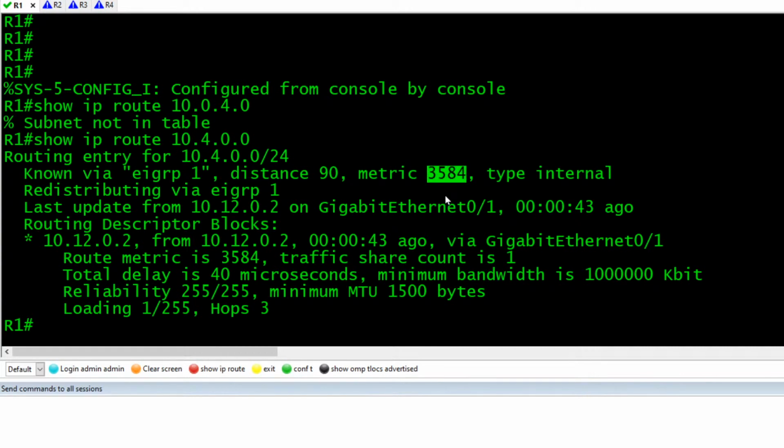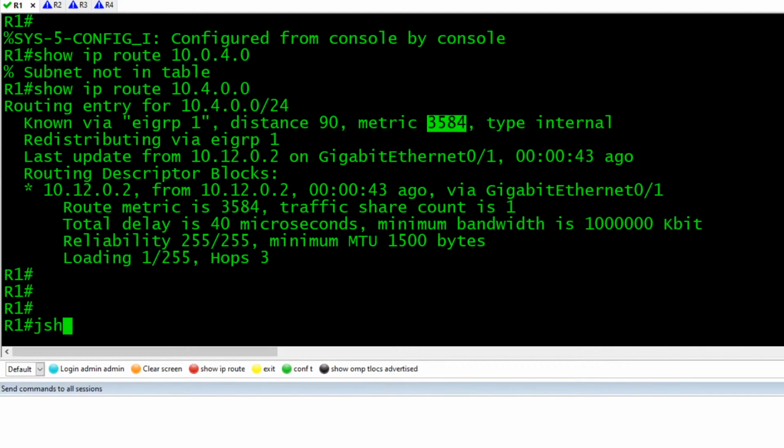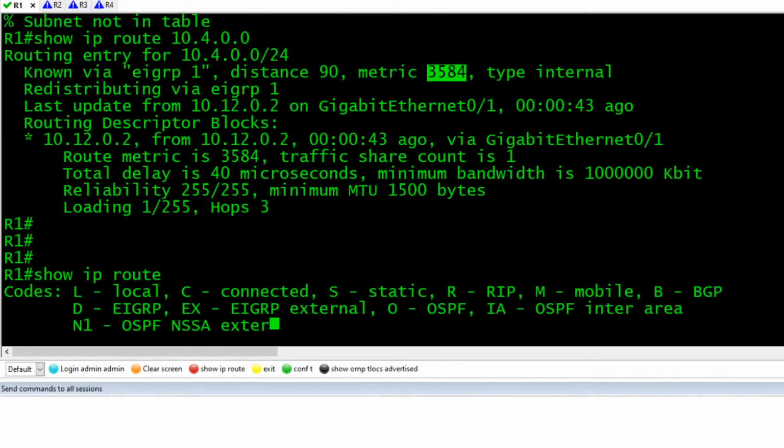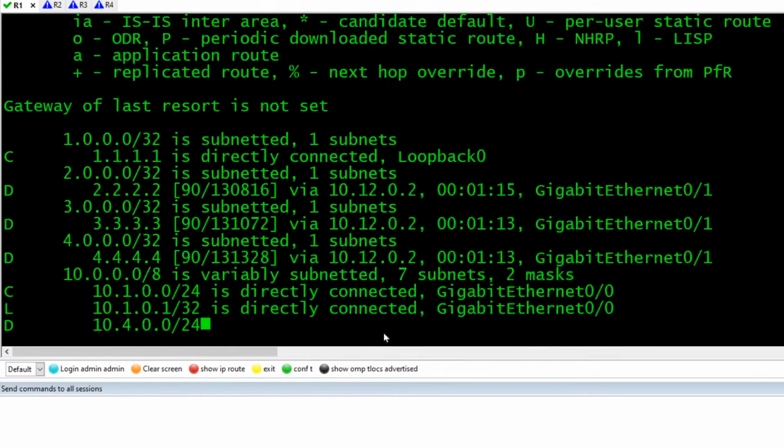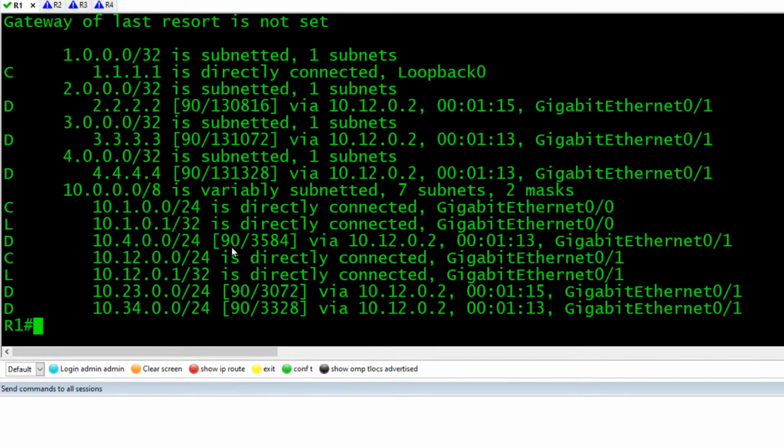That's the cost. It's literally called a metric, but that's the value for how good that route is. It's also showing us here the two main factors, including the sum of the delays and the minimum bandwidth in the path. But what I want to show you here was the metric is pretty darn high, and if we do a show IP route, you might think, well, how does a metric right here for 10.4, a metric of 3,584, how does that beat out OSPF, which was 4? Why are we using this?